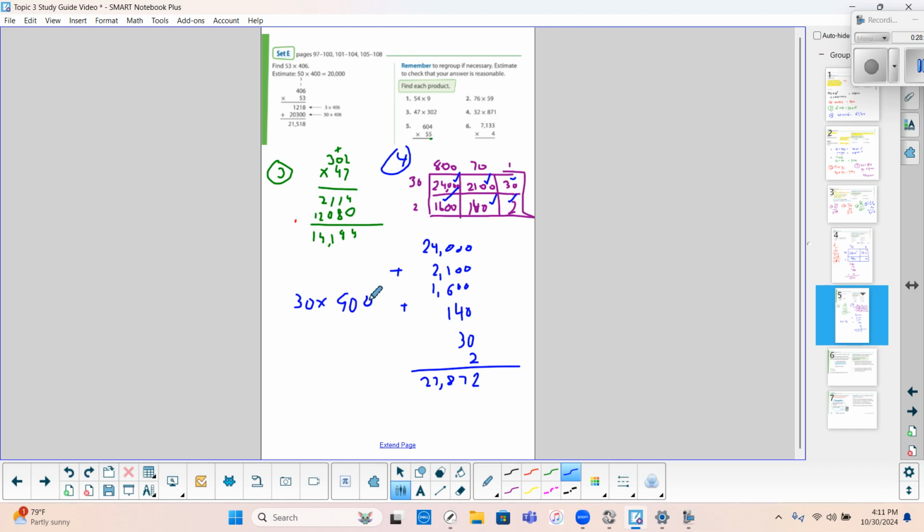Right? So 3 times 9 is 27. And then we have 1, 2, 3 behind it, 3 zeros. 1, 2, 3. So our estimate is 27,000. Our actual answer was 27,872. So both those answers make sense.